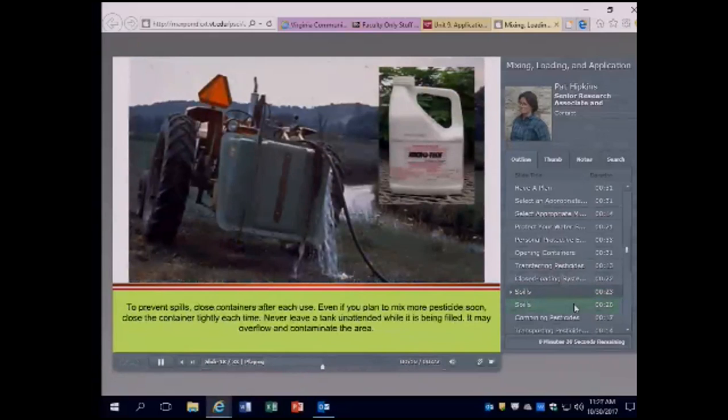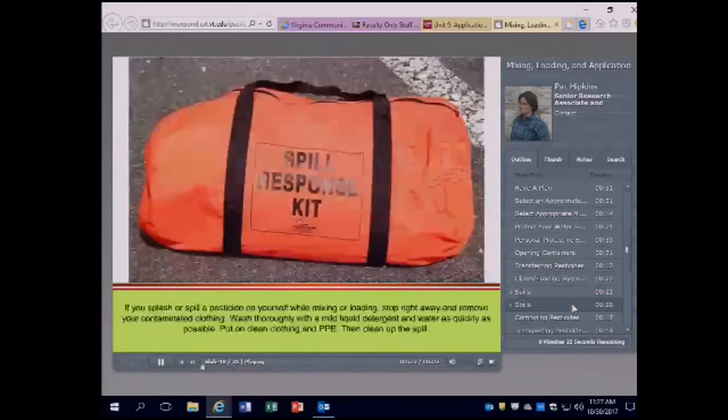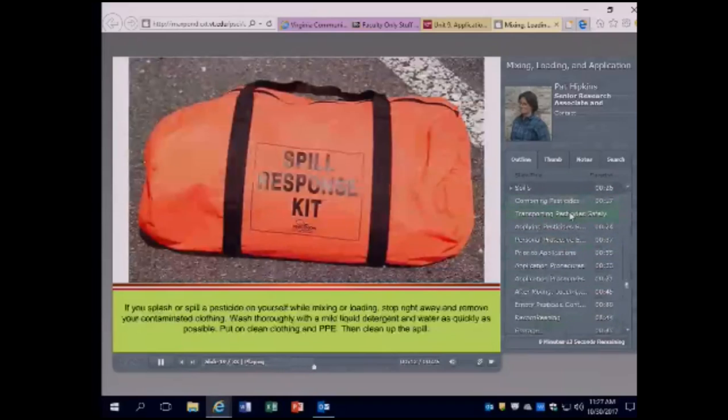Never ever leave a tank unattended while it's being filled. I think this picture shows quite graphically why that's so. You never want to overflow and contaminate your work area, your water source, or both. Part of your plan should be to have the materials you need to clean up spills and decontaminate yourself if something spills or splashes on you. At a minimum, wash thoroughly with mild liquid detergent and water as quickly as possible if anything spills on you, and put on clean clothing and protective equipment. Then clean up whatever spilled into the environment.